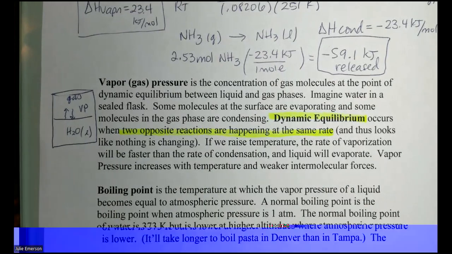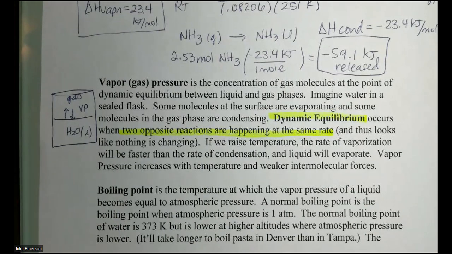And what we noticed was vapor pressure for water was temperature dependent. The higher the temperature that you were at, the more molecules that would be sitting in the gas phase, the higher the vapor pressure, which makes sense.